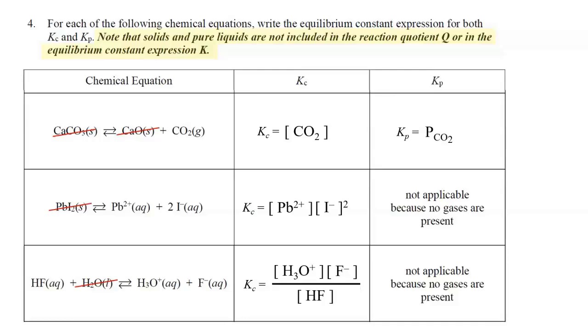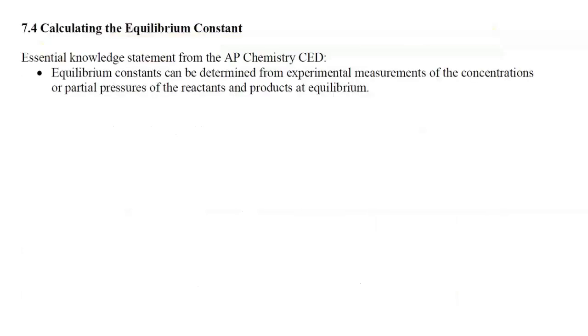All right, let's move on to our next topic in this packet. This is topic 7.4, calculating the equilibrium constant. There is one brief essential knowledge statement from the AP Chemistry course and exam description, and that is equilibrium constants can be determined from experimental measurements of the concentrations or partial pressures of the reactants and products at equilibrium.